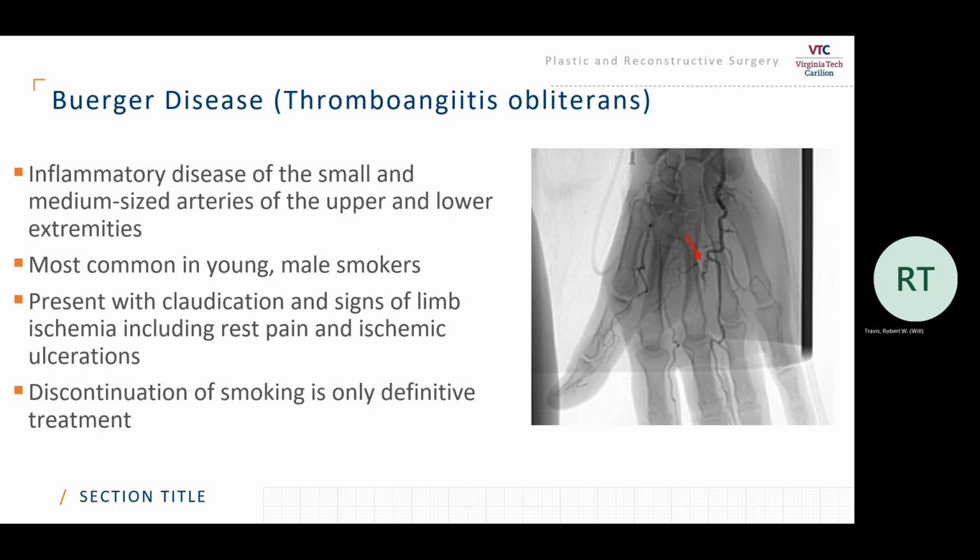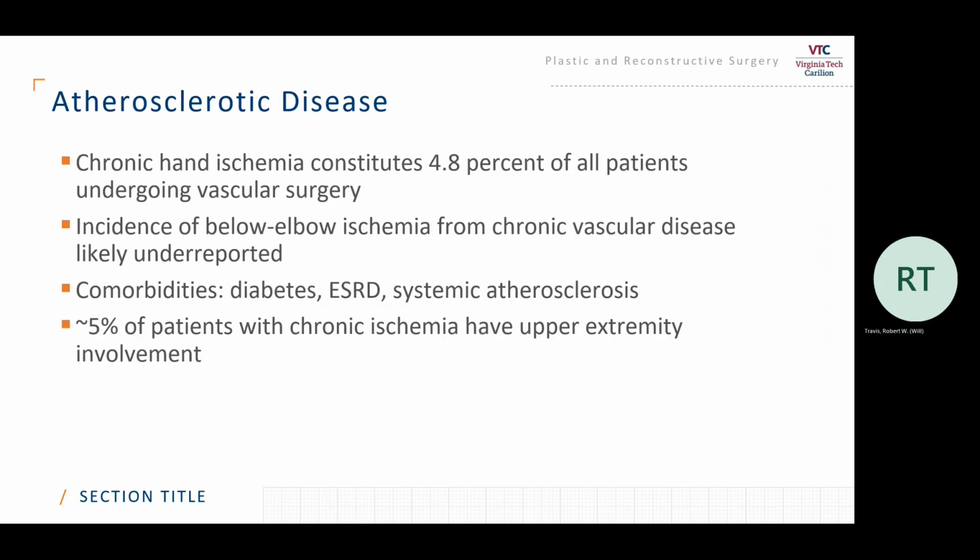Because this typically has diffuse involvement of the small caliber vessels of the hand, bypass and revascularization procedures are usually not successful. The discontinuation of smoking is the only definitive treatment, and the prognosis is actually pretty good if patients quit smoking. If they have refractory pain, non-healing ulcers, or gangrene, then really your only option at that point is amputation.